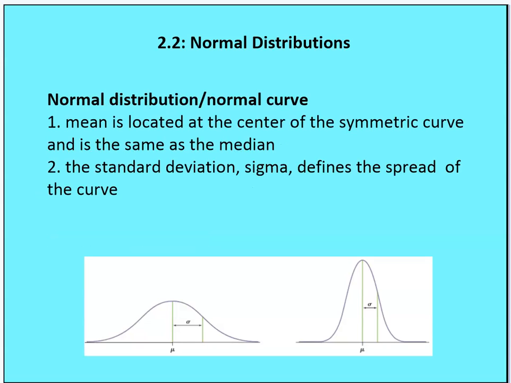All right, so let's take a look at a normal distribution or a normal curve. In a normal distribution or normal curve, the mean is located at the center. Of course, it's symmetric, and the mean and the median are the same. Secondly, the standard deviation, which is represented by the Greek letter sigma, defines the spread of the curve. You can see that the greater the standard deviation is with respect to the mean, the greater the spread for the distribution.